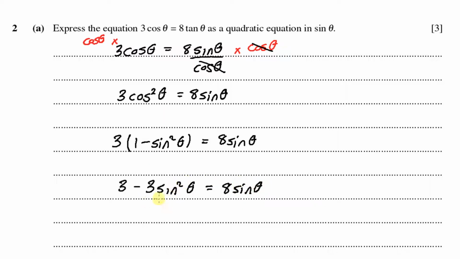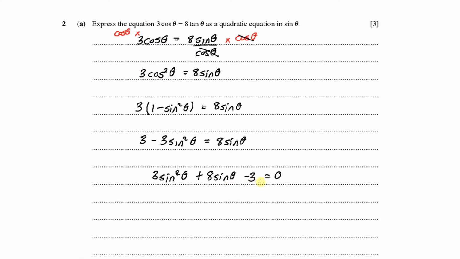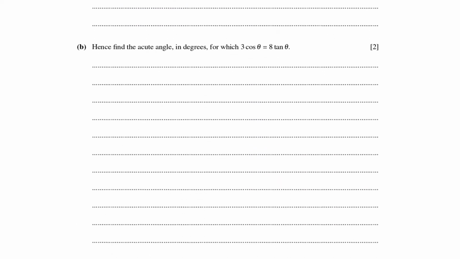And if I take everything to the right side, that means that I'll be having positive 3 sin squared theta plus 8 sin theta minus 3 and that's equal to 0. So this is the quadratic equation in sine theta. So that's it for part A. Let's go to part B.